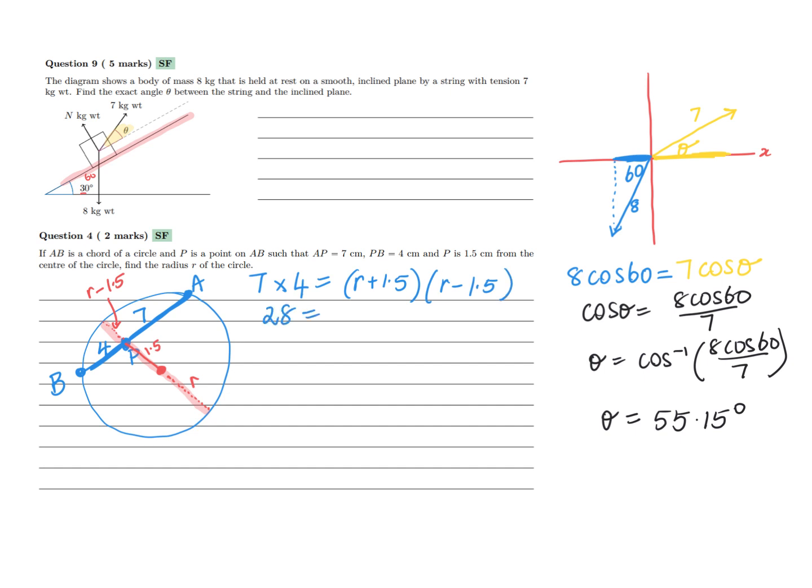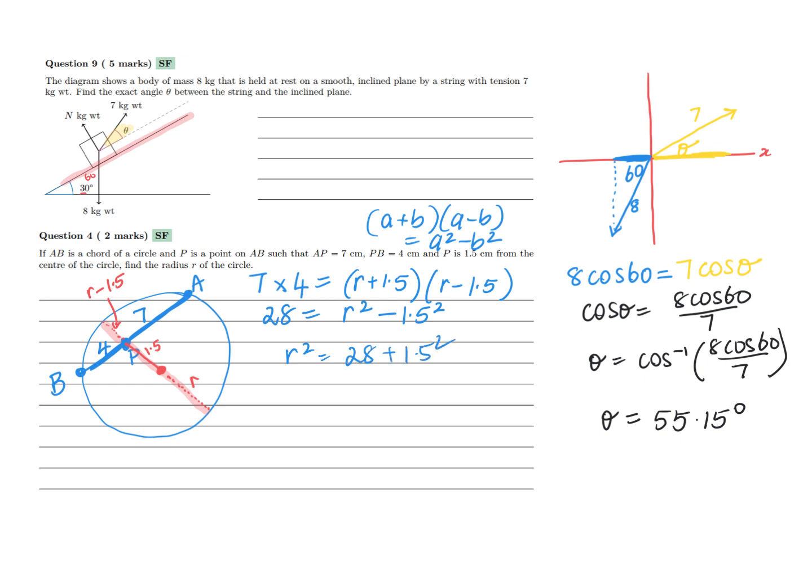28 equals, well, this is a difference of 2 squares, isn't it? r squared minus 1.5 squared. a plus b, a minus b, remember that rule? a plus b, lots of a minus b, expands to a squared minus b squared. Okay, so r squared here is going to equal 28 plus 1.5 squared.